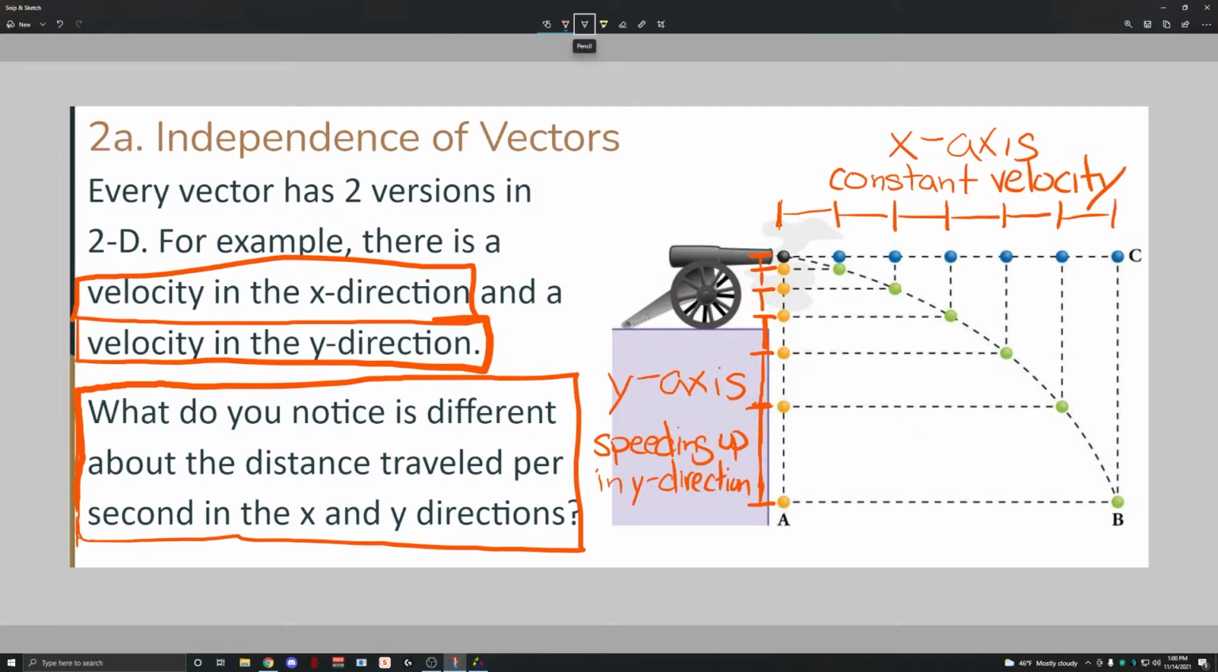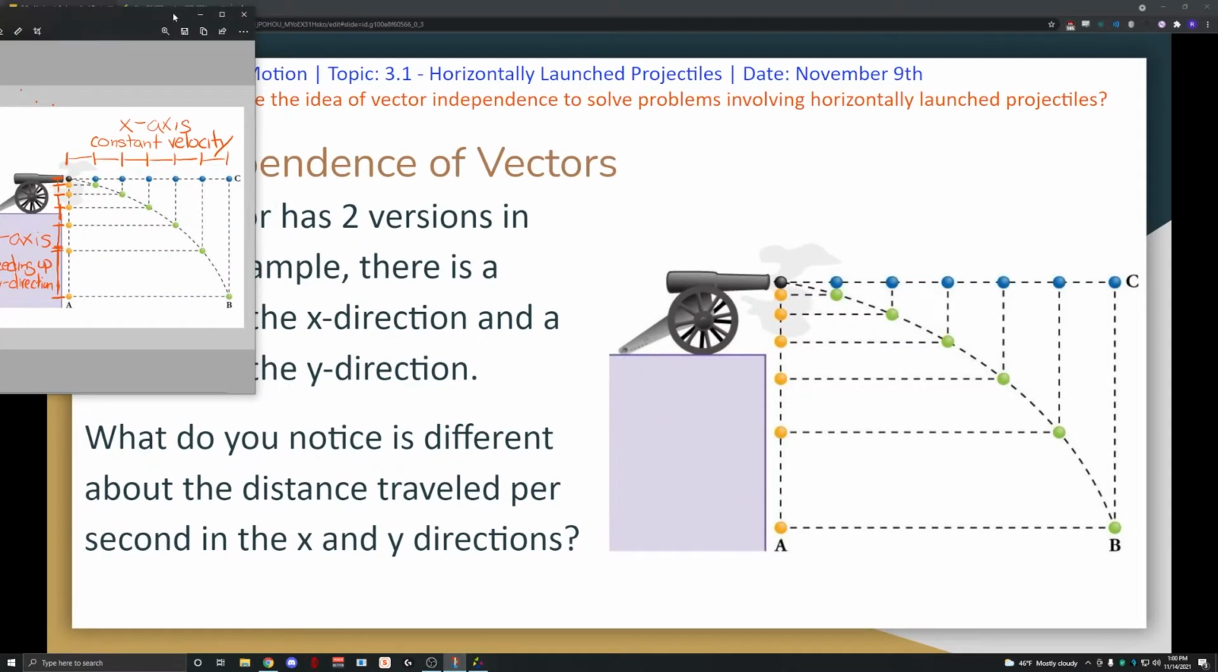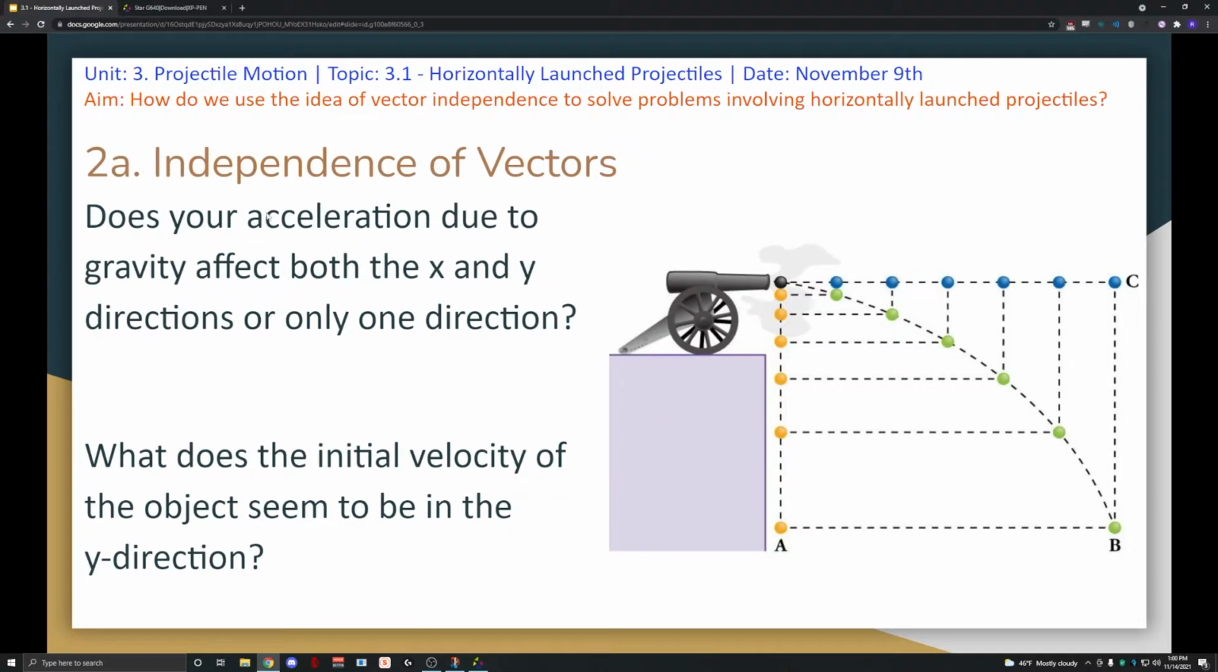So now we go to the next question, right? I really just proved to you that there are two different things for both x and y, and they're completely different. Let's move on to the next slide.